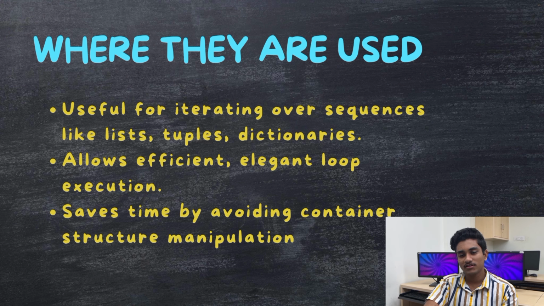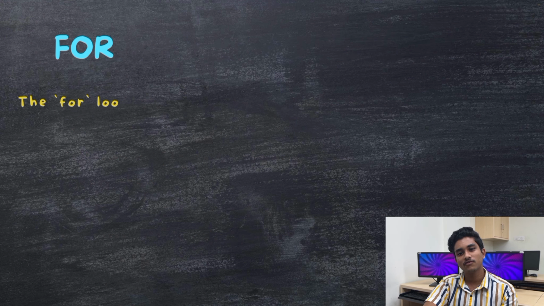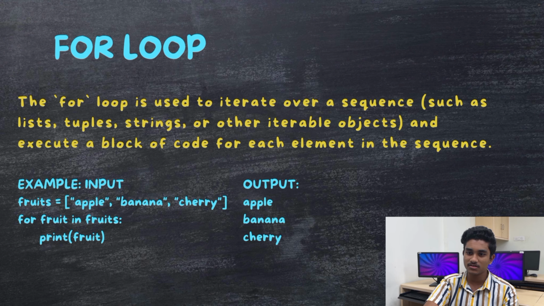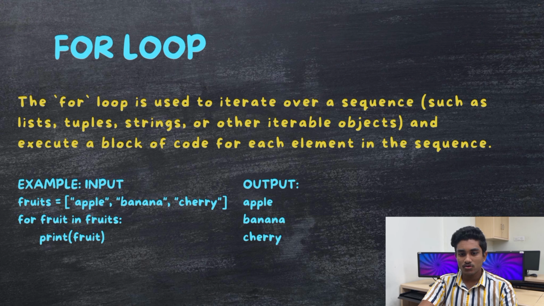Let's look at a few examples, like for loops. The for loop is used to iterate over a sequence such as a list, tuple, string, or other iterable object and execute a block of code for each element in the sequence. Let's look at the code.